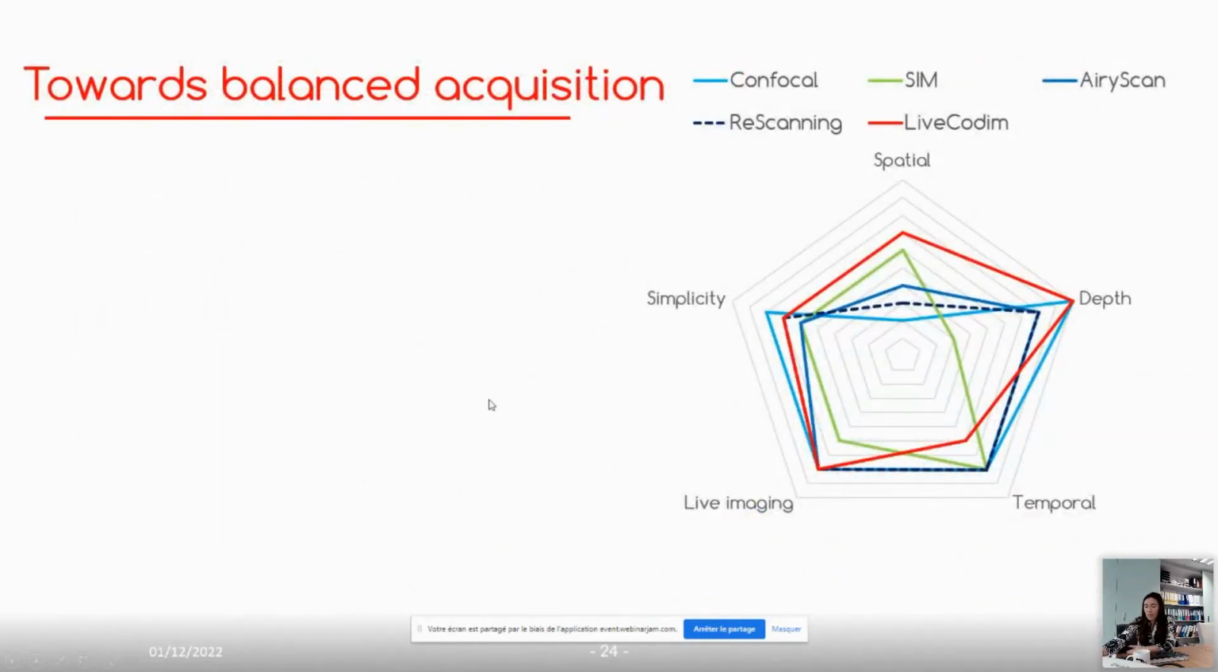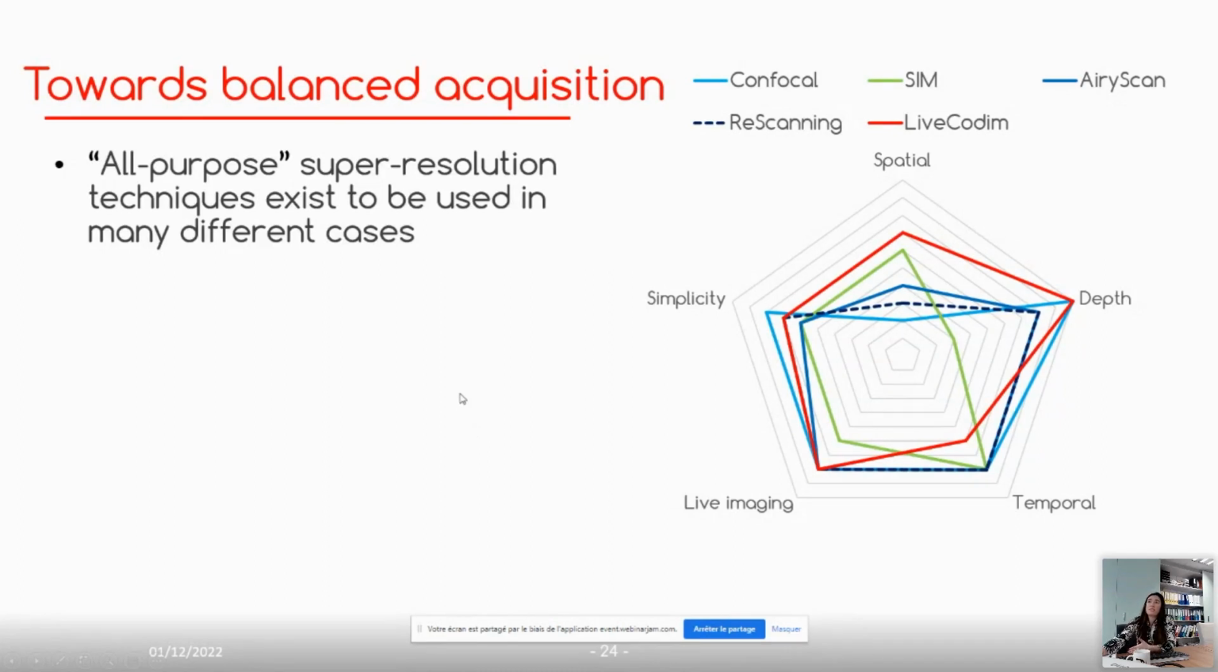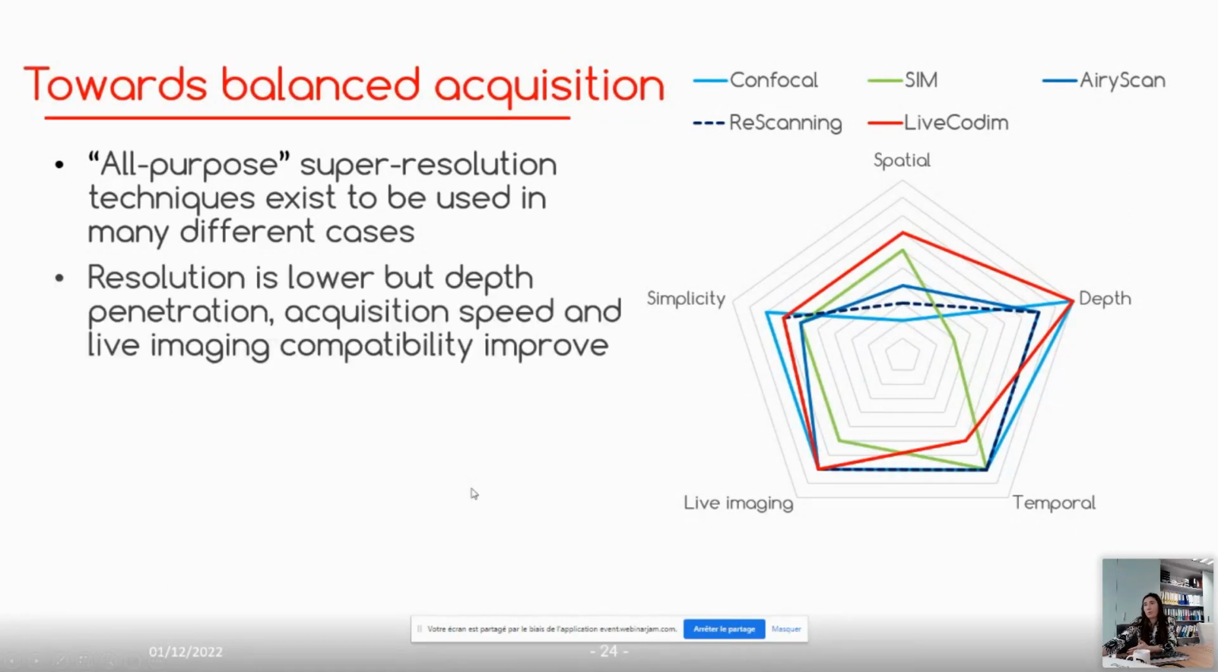The second goal of super resolution might be in a different direction, towards a more balanced acquisition tool. These are systems that are more all-purpose, with a very flexible range of use cases. They're going to have lower resolution than those ultra-high 50 to 20 nanometer technologies, but they will make up for it maybe in terms of depth penetration, speed, compatibility and flexibility. They may also be more customizable and of interest to people with more unique setups.